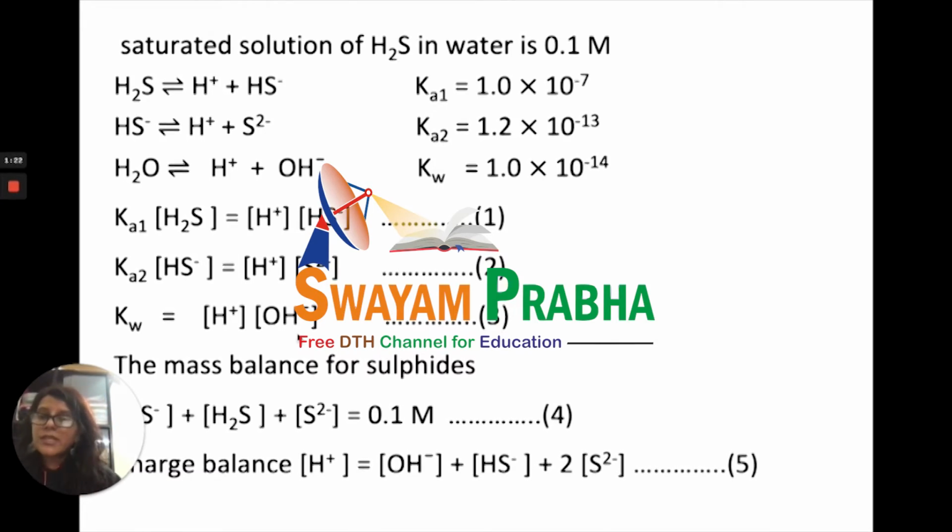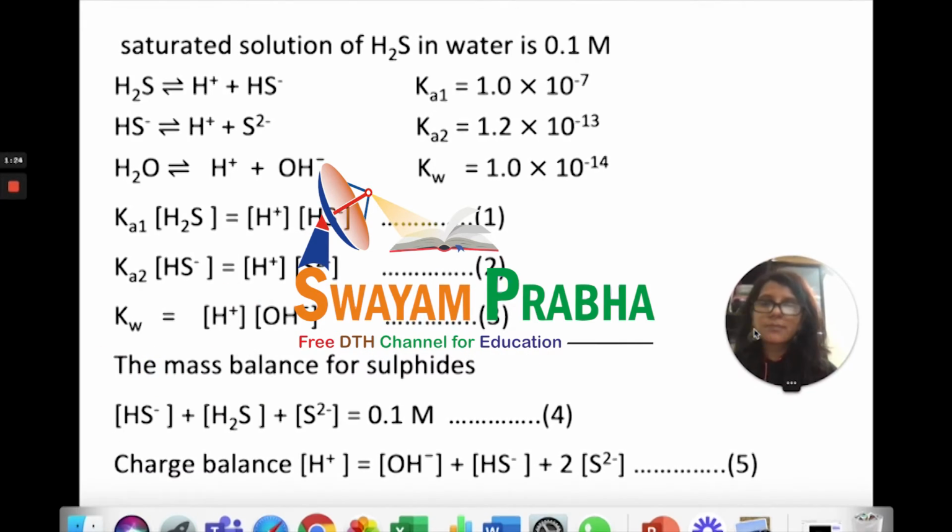Then we write down the expression for the mass balance. So what is the mass balance? That all the species containing sulfur will be equal to the initial concentration of the species which was containing sulfur. So which is the initial species? That is H2S. So that was taken as 0.1 molar. So all the species after attaining the equilibrium should be equal to 0.1. So HS minus plus H2S plus S2 minus is equal to 0.1.